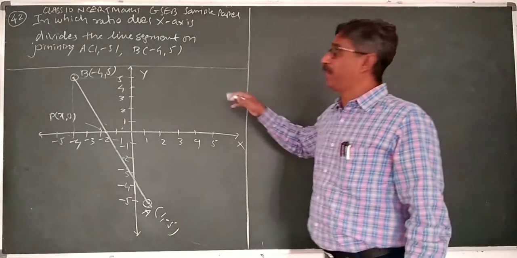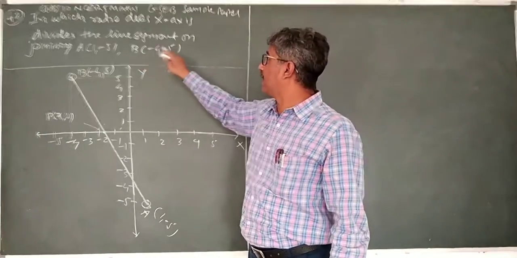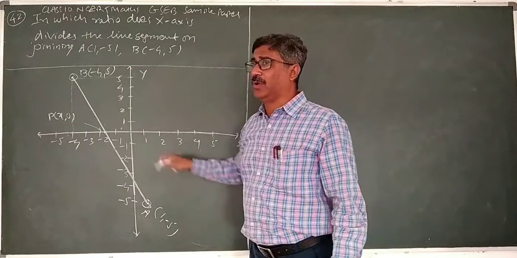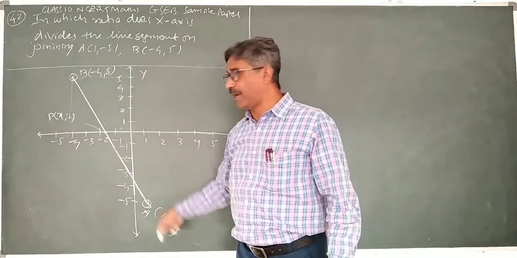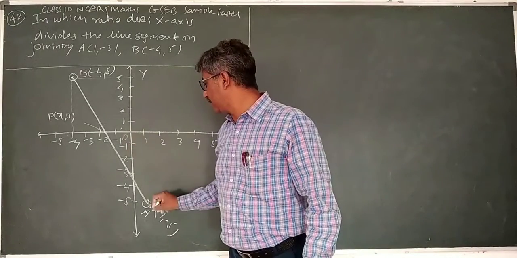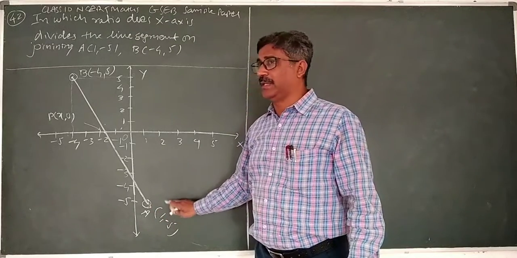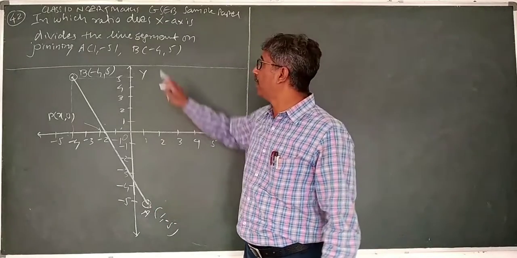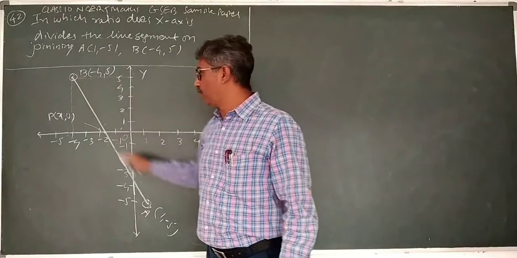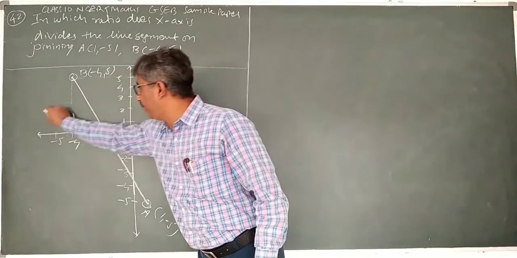Let us see problem number 42. In which ratio does the x-axis divide the line segment joining A(1, -5) and B(-4, 5)? Here I have drawn the x-axis and y-axis, and O is the origin. The point (1, -5) is in the fourth quadrant and the point (-4, 5) is in the second quadrant. On joining them, the line intersects the x-axis at a point P(x, 0).